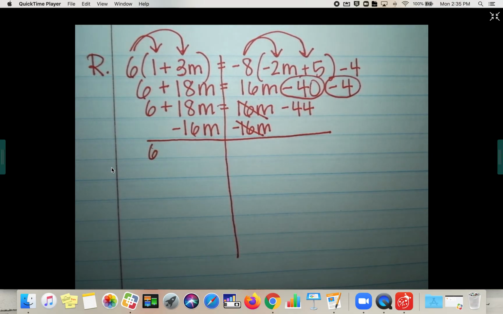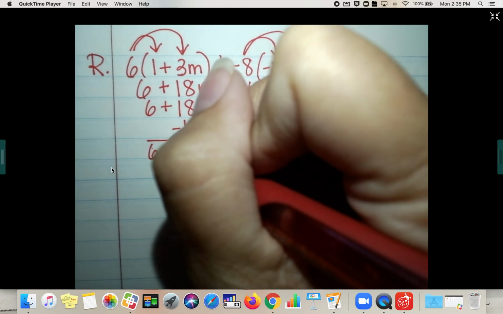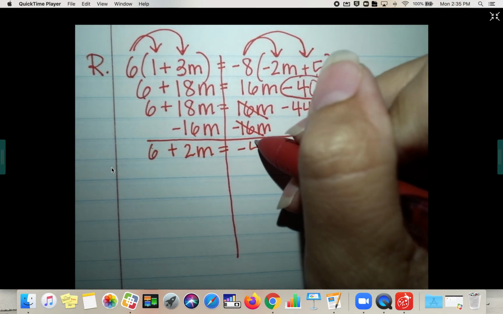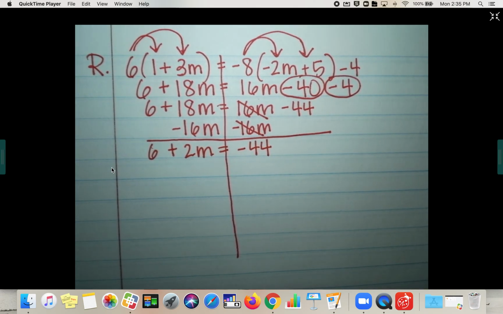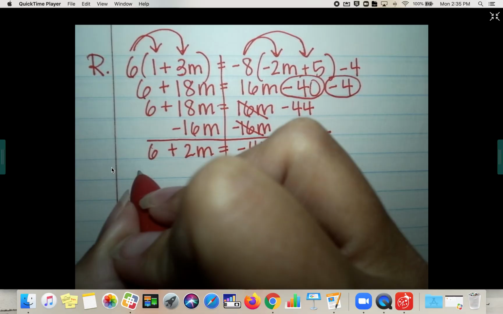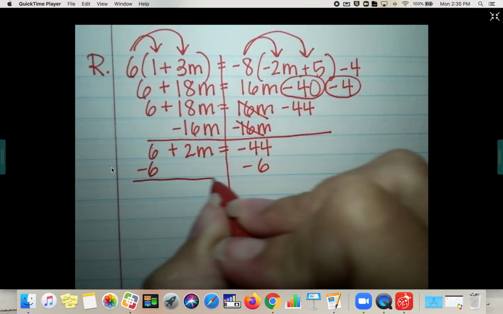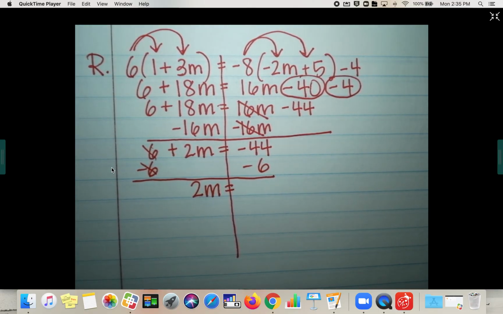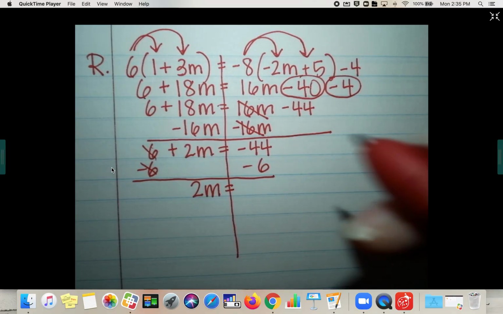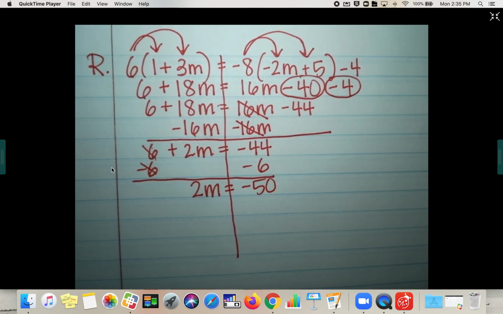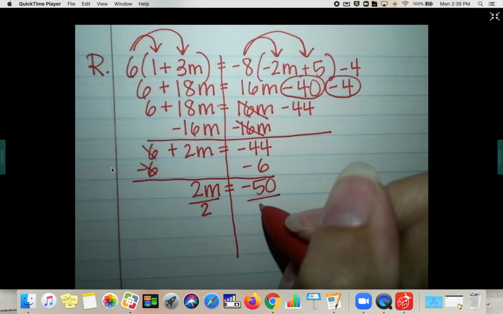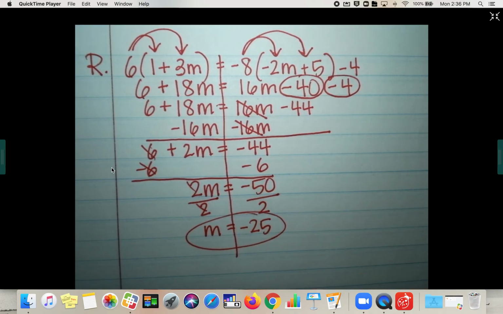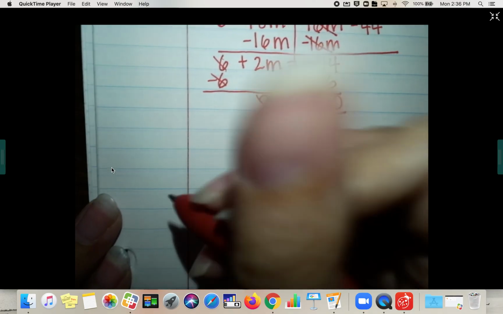18m minus 16m is 2m, and it's positive 2m, so put a plus 2m. And then over here, that is a negative 44. All right, we got to get rid of our positive 6 next by subtracting 6. Bring down 2m. Negative 44 minus 6 more is going to be negative 50. And the last step is divide both sides by 2. M equals negative 25.